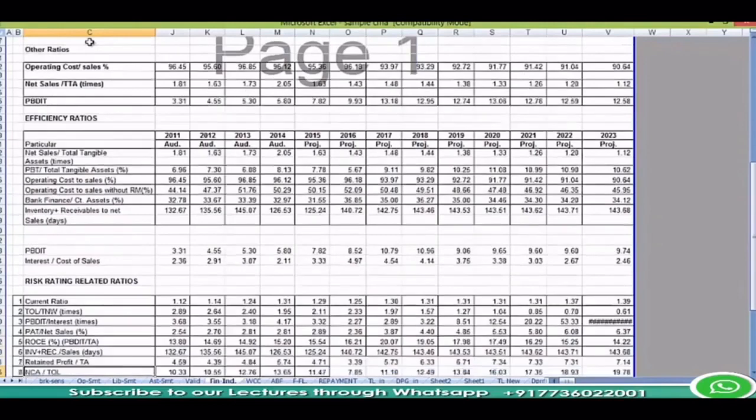So once you feed the data in those 3 sheets, you are going to get this sheet, which is one of the important sheets in banking, because this is going to talk about all the wellness and bad things of the customer in terms of ratios.